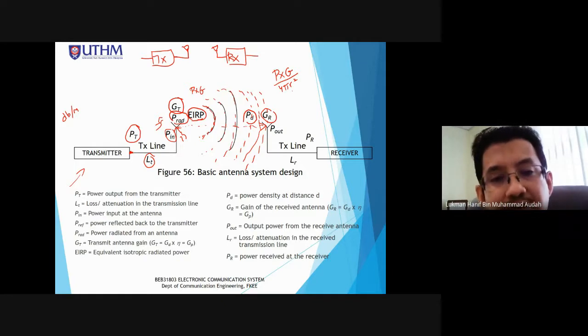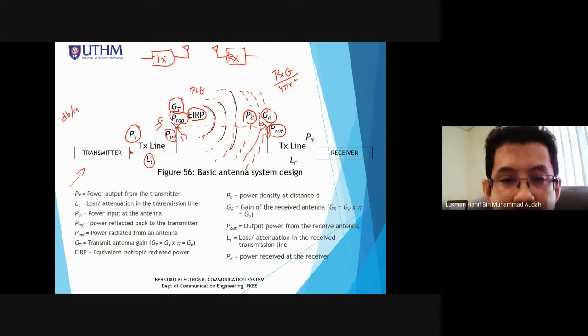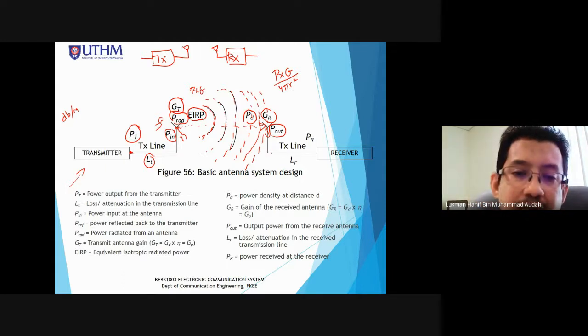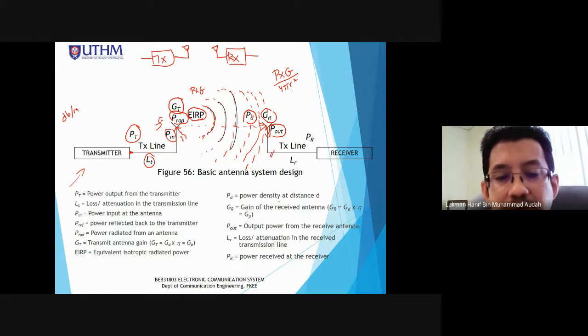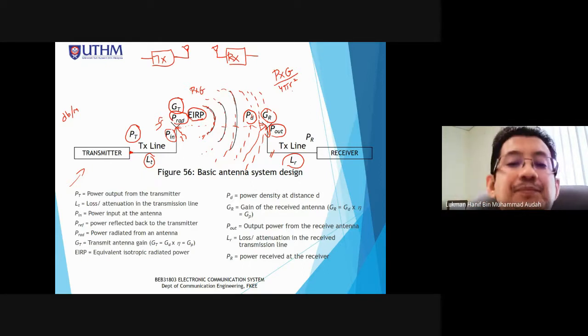Okay, so this receiving antenna will supply the power to the receiver. This is what we call as the P out. P out is the power supplied from the receiving antenna to the receiver. Sampai ke dalam transmission line, maka berlakulah losses. Okay, yang dipanggil sebagai LR. Losses in the receiver transmission line. Okay. So ini sepatutnya RX, sepatutnya RX.